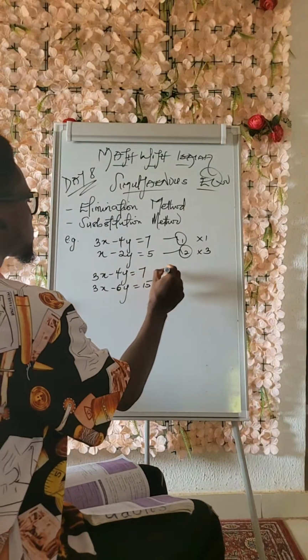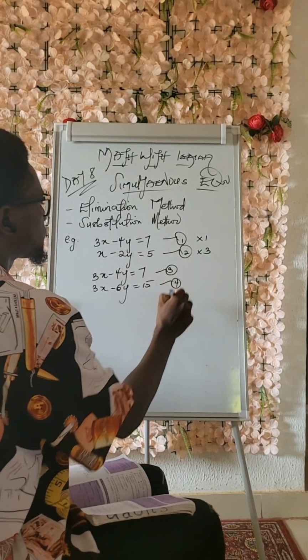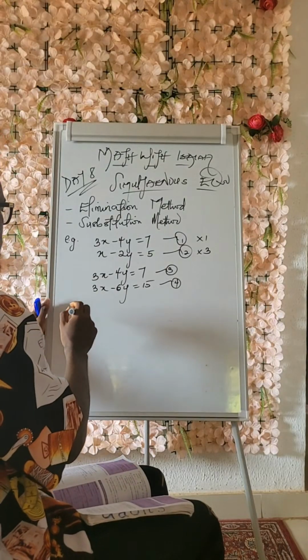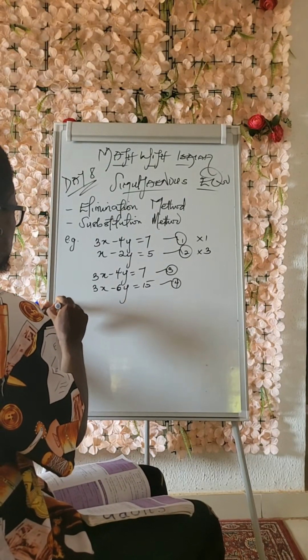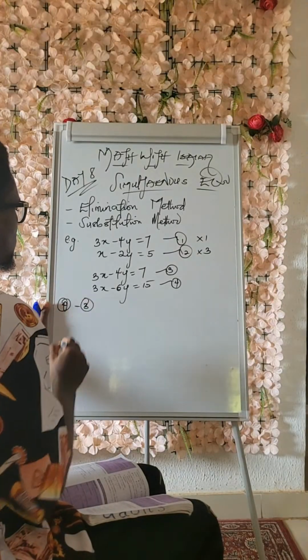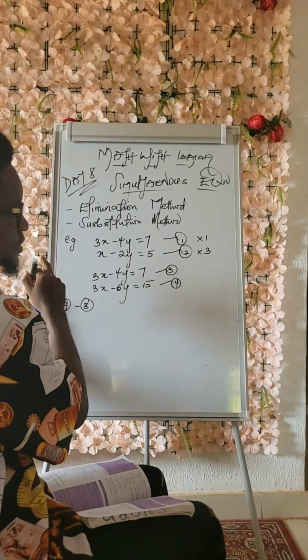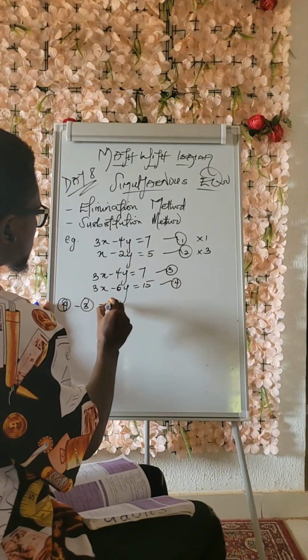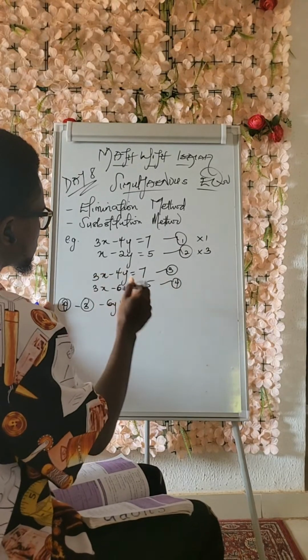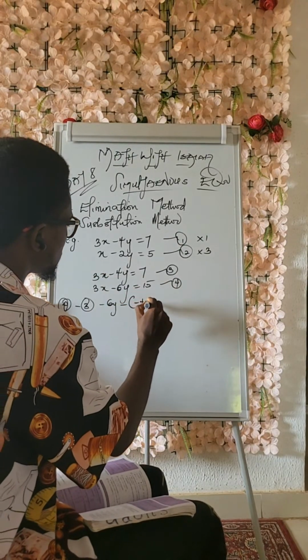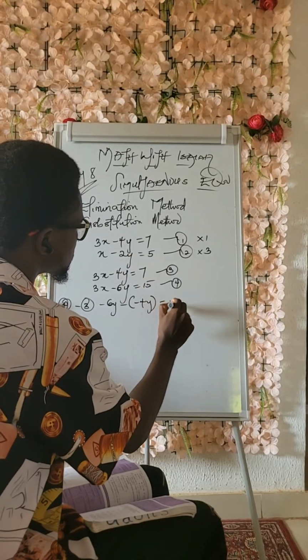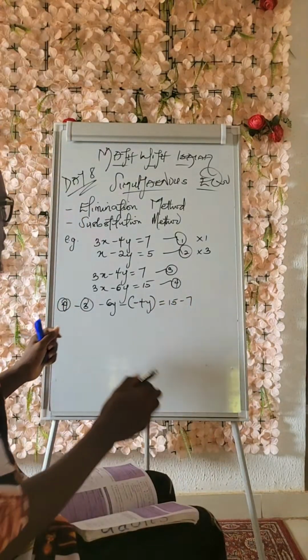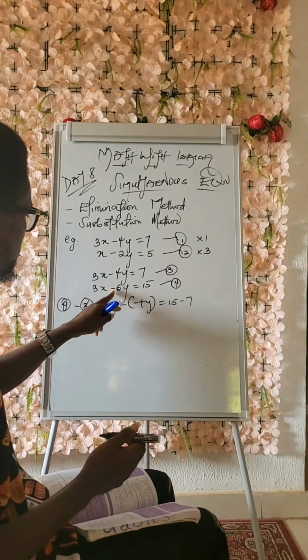Let's call this 3, let's call this 4. Subtract, that's 4 minus 3. This minus this. They cancel out, right? This minus this, that's minus 6y minus 4y equals 15 minus 7. Am I right?